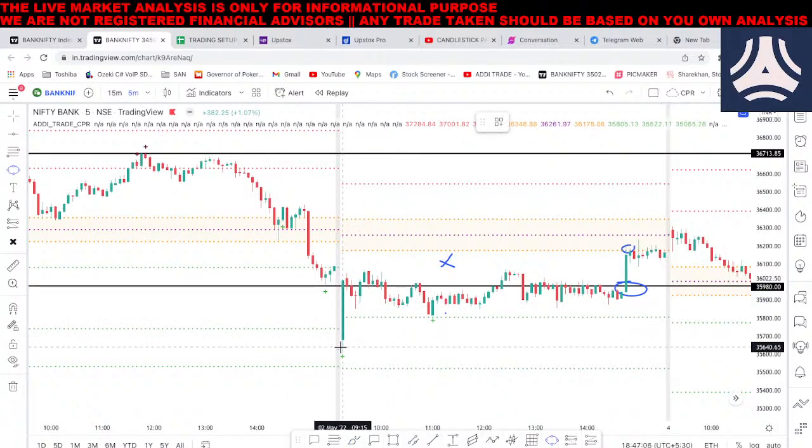Now where could we have entered? After this particular nice bullish candle, it broke the previous day low. So our next target is CPR, and our stop loss will be the low of this candle. So we will have something like this for a long position.